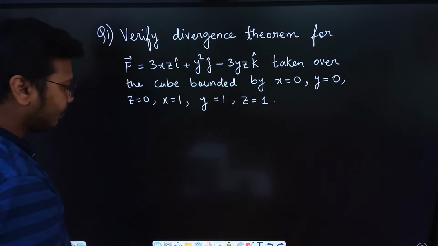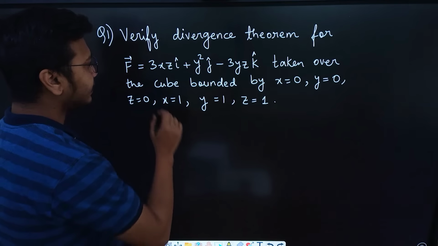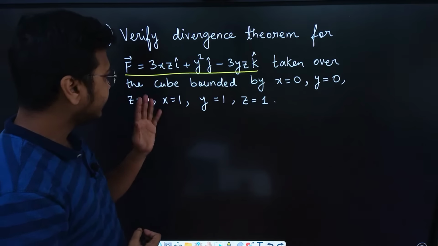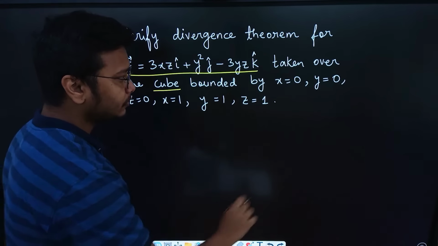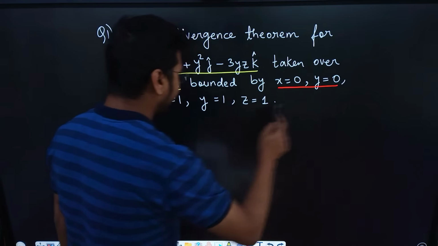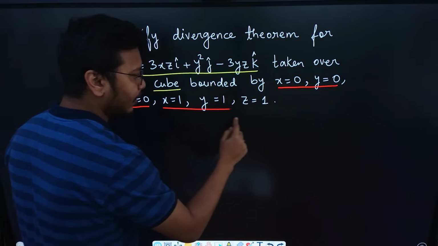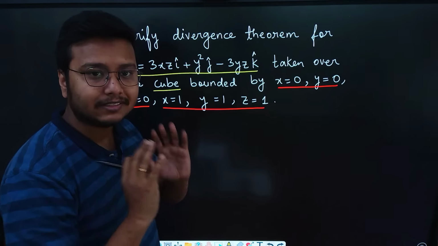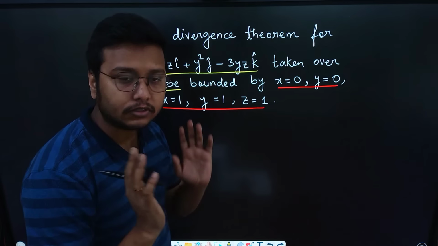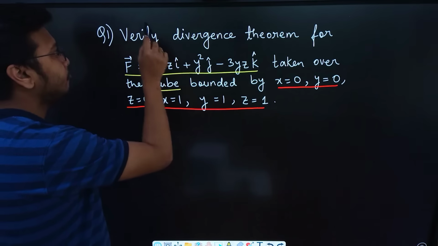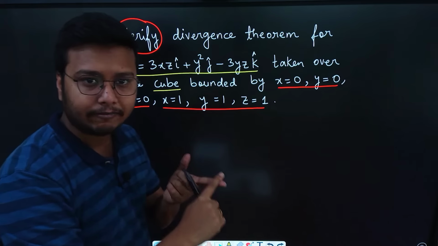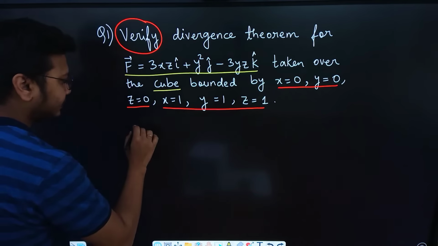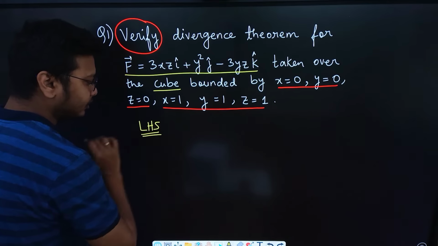So let's quickly look at our first problem. It says to verify the divergence theorem for this given vector function taken over the cube, where the cube is bounded by x=0, y=0, z=0 up till x=1, y=1, z=1. Here the volume is created by a cube and the surface is the six faces of the cube. To verify the divergence theorem, we have to find the left hand side and the right hand side and show that both are equal. Let's start with the left hand side.